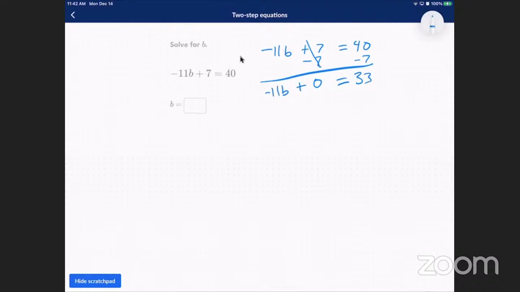Now we can go ahead and do a division. We would cancel these things out on this side, leaving it to be 1B, making sure that 1B plus 0 equals 33. This 11 would also go on this side too, this positive 11. And we would end up with 3, because we know 3 times 11 equals 33, right? So we have 3 equals 1B, or just B equals 3.